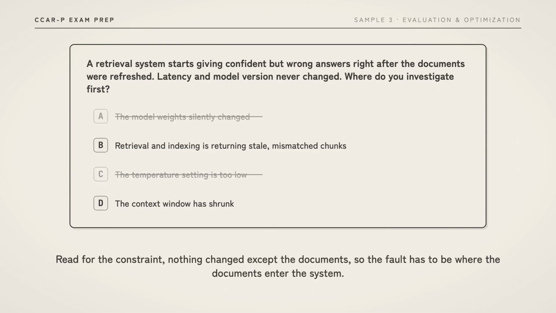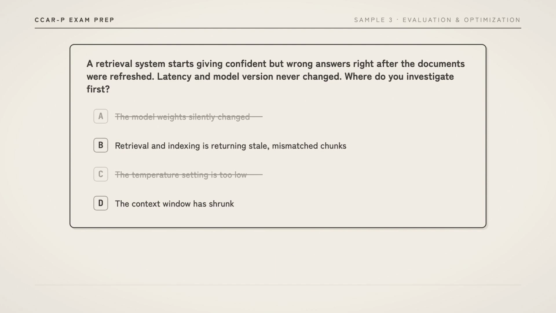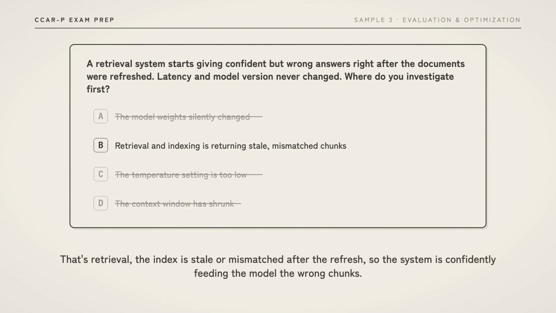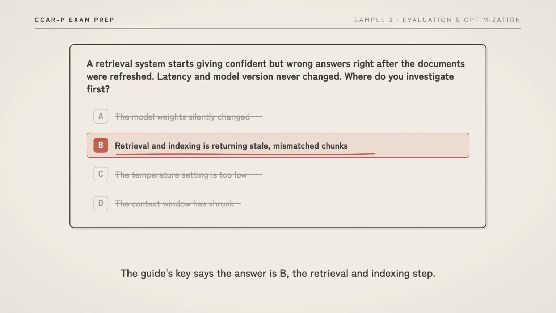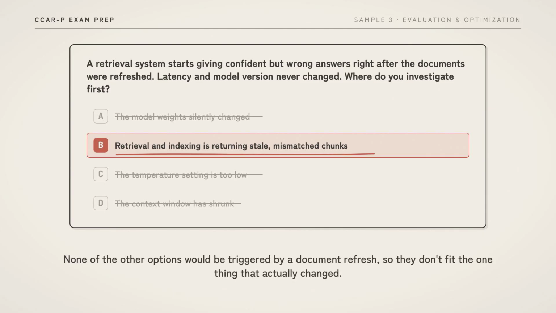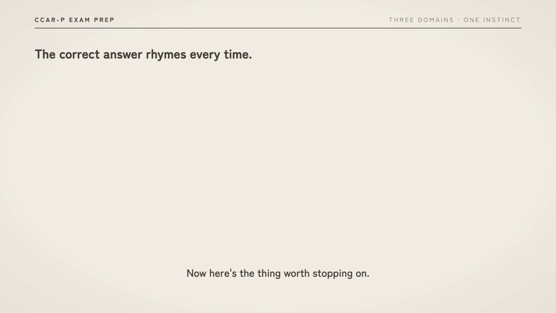Read for the constraint. Nothing changed except the documents, so the fault has to be where the documents entered the system. That's retrieval. The index is stale or mismatched after the refresh, so the system is confidently feeding the model the wrong chunks. The guide's key says the answer is B, the retrieval and indexing step. None of the other options would be triggered by a document refresh, so they don't fit the one thing that actually changed.